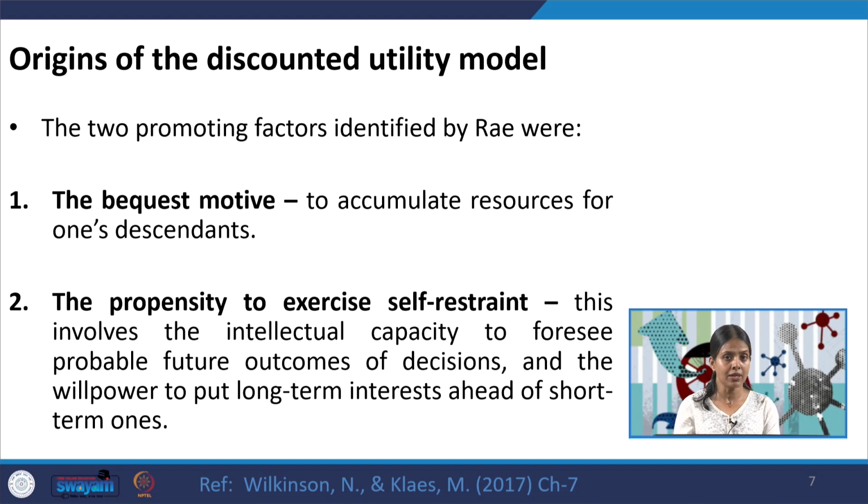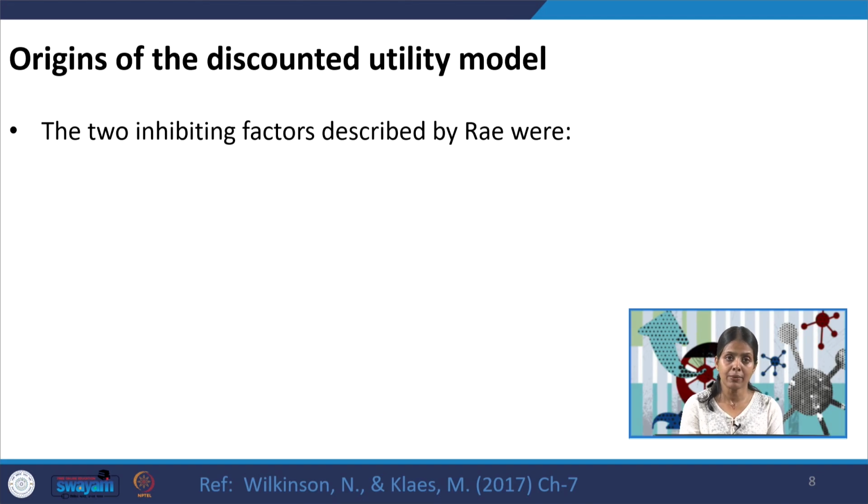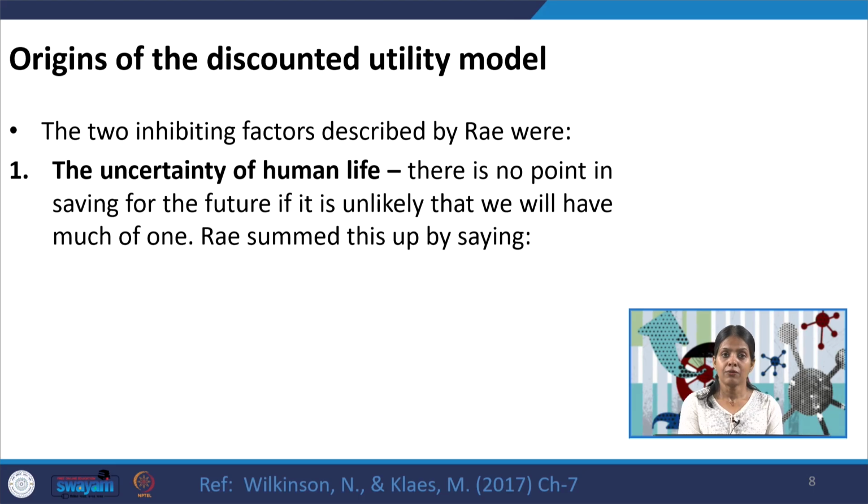So, keeping in mind all those long term interests, we need to exercise some willpower in order to exercise self restraint. The two inhibiting factors that were identified by John Ray were, first of all, the uncertainty of human life. What it tries to say is why we might not save. Inhibiting factors are factors that stop us from saving. Uncertainty of human life is one thing, because there is no point in saving for the future if it is unlikely that we will have much of one.